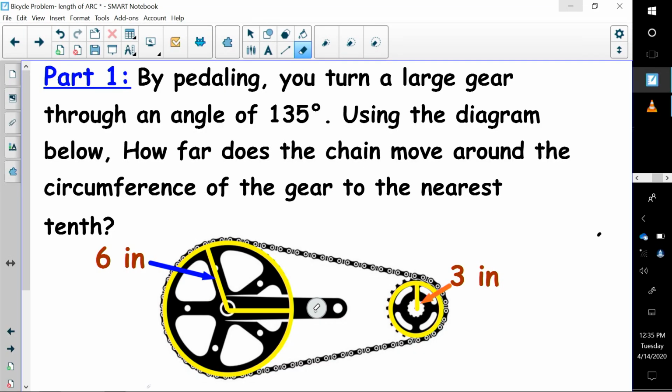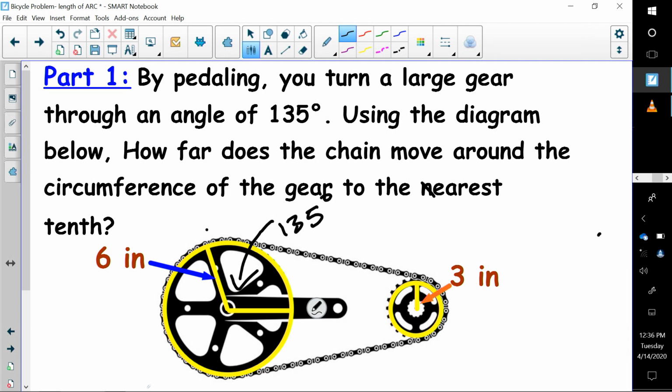Okay, now back to the problem here. So to have that visual, so here we go. In this diagram, this crank is moving 135 degrees. So its movement is 135 degrees, and this circle has a radius of 6 inches, and this circle, the smaller sprocket, has a radius of 3 inches. So here's what we're trying to do. We are trying to figure out how far the chain moves around the circle. From this point to this point, how far does the chain move?